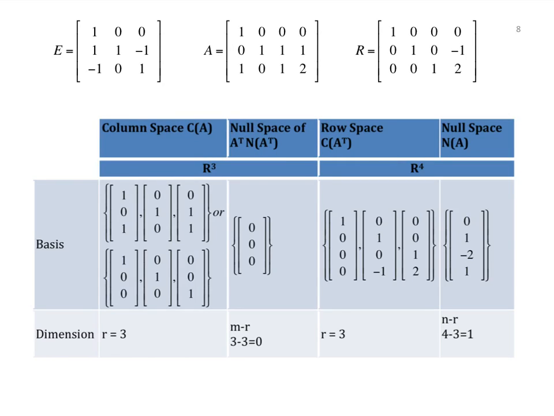Okay, so we can just compile all that information into this lovely table here. Okay, so we have our E, A, and R up top here, and again, it's E times A equals R. Okay, so we look at A, we see that A is a 3 by 4 matrix, so M equals 3 and N equals 4. Okay, and so our column space is R to the 3.